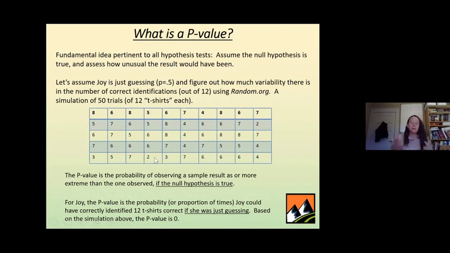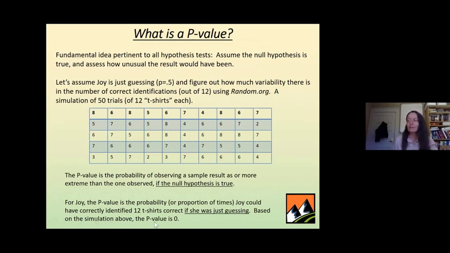Well, a p-value is the probability of observing a sample result. In her case, she got 12 correct. So what's the chance, if she's just guessing, based on our simulation, that she could get 12 correct? It is 0. There's no chance that she got 12 correct if she's just guessing, based on our simulation. Does that make sense?